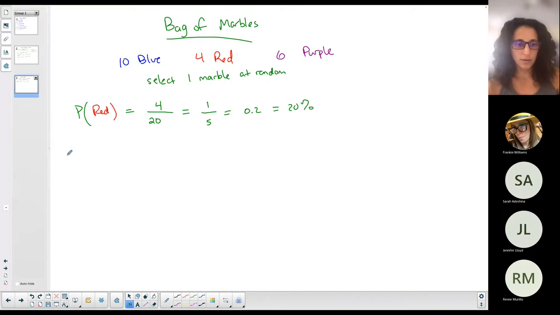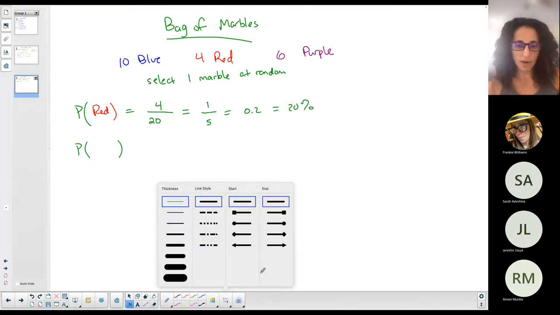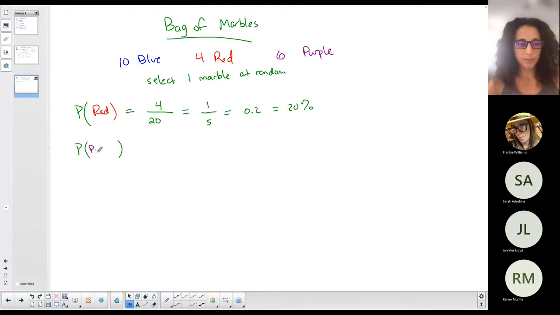I'll do one more. Find the probability that I randomly select, this is only selecting 1 now, and I get a purple. What's that probability?